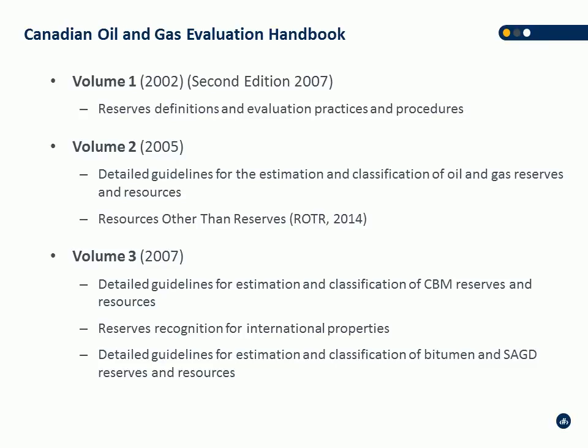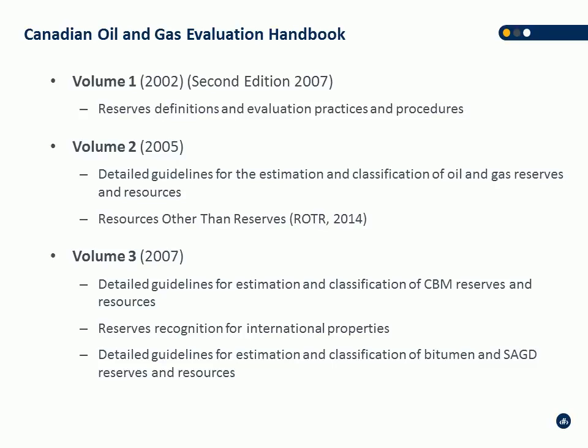And then Volume 3 has detailed, there's 3 parts to Volume 3, and they address very different issues that came up after the first edition of COGEH was issued. So detailed guidelines for the estimation and classification of CBM reserves. We talked a little bit about CBM. There was quite a bit of CBM in Western Canada, especially in the early 2000s when gas prices were very high. So it was a hot spot, and COGEH came out with some very specific guidelines to evaluating coal bed methane. Reserves recognition for international properties.